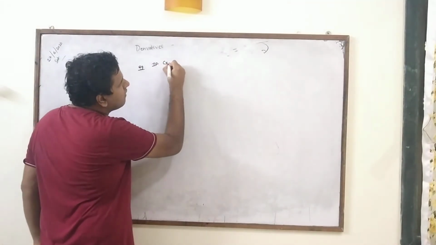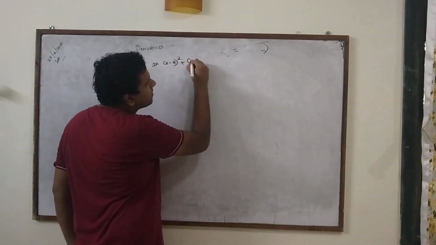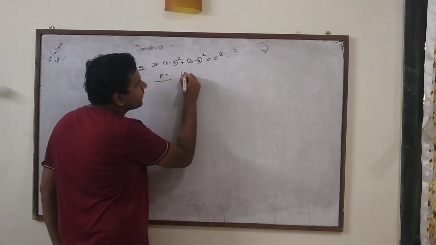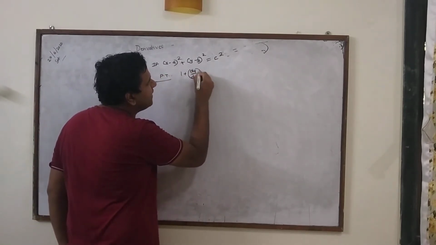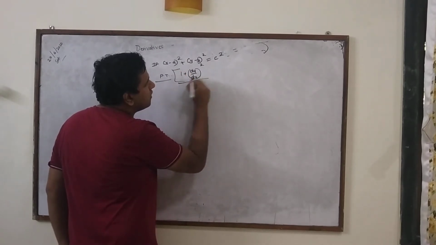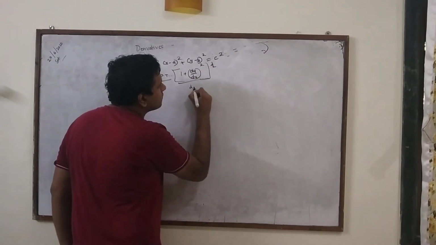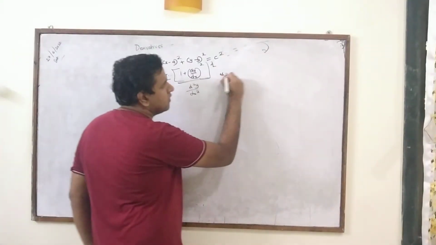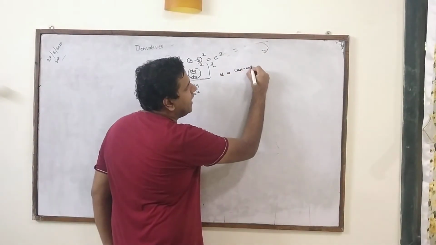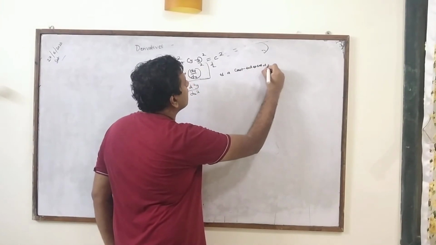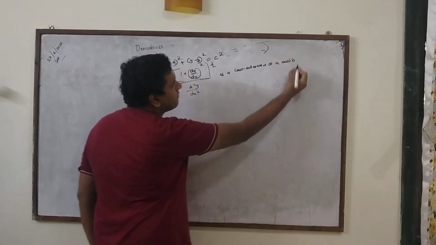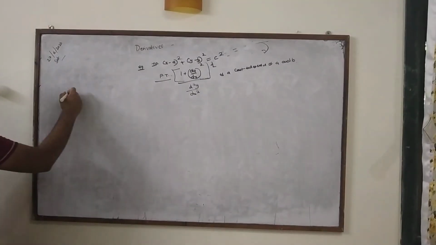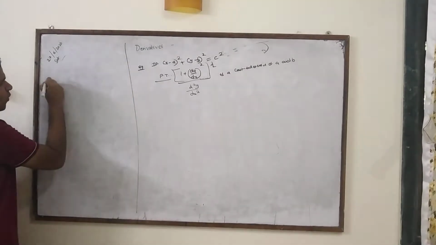If (x minus a) square plus (y minus b) square is equal to c square, prove that [1 plus (dy by dx) square] the whole to the power 3 by 2 upon d square y by dx square is a constant independent of a and b. Any constant but independent of constants a and b. Let's see. Part 1 of the sum.